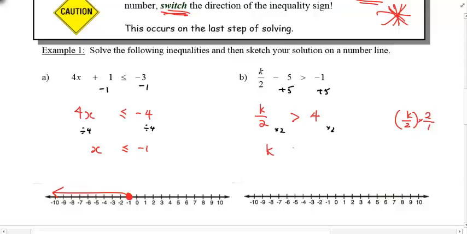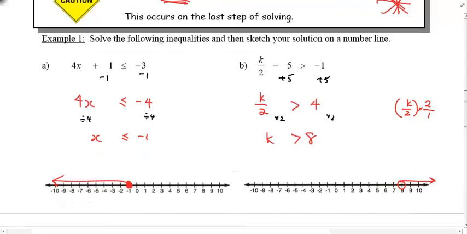And 4 times 2, of course, is 8. So in this case, k is greater than 8, and open dot at 8 going to the right. Notice in both of these examples, we did not need to switch the sign because I wasn't dividing or multiplying by a negative number. Okay? So let's turn the page.